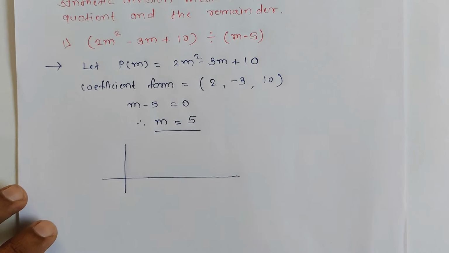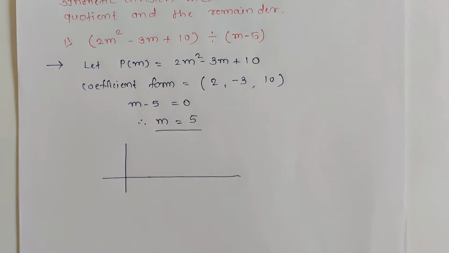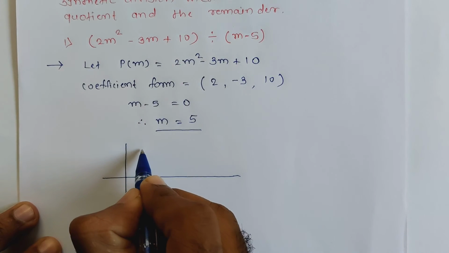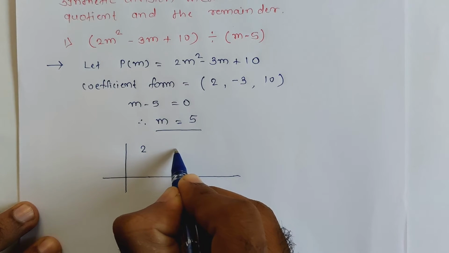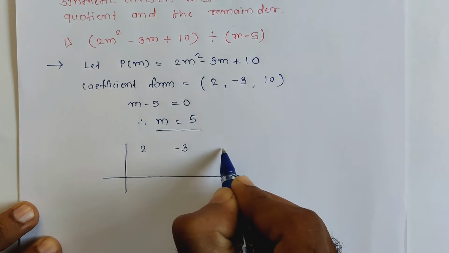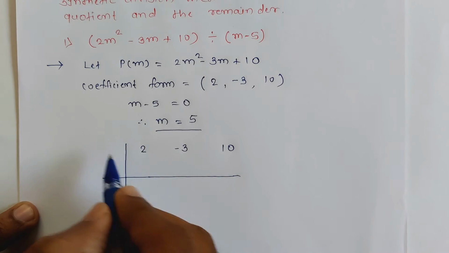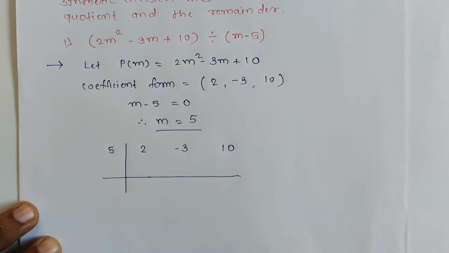We have to draw this symbol in which we use the synthetic division method. The coefficient form is 2, minus 3, 10, so we write those coefficients 2, minus 3 and 10. And we have to divide this by 5, so we'll write 5 here.